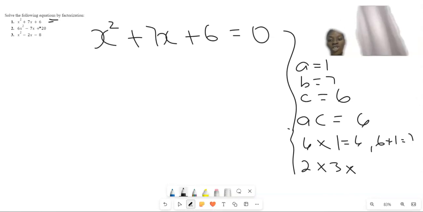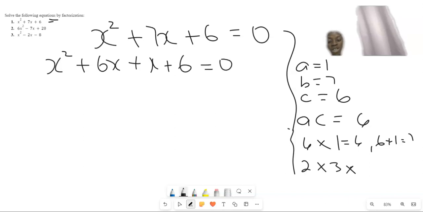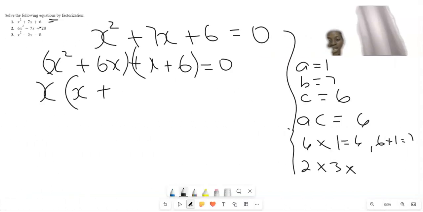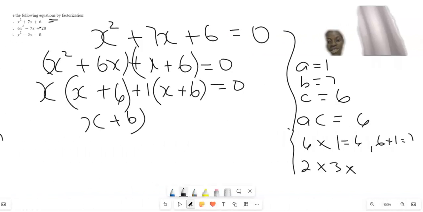So that is our two factors. So we write back the first term, then we replace the middle term with the two factors. So that's x squared plus 6x plus 1x plus 6 equals 0. Factorize by grouping. Common factor: x squared divided by x, 6x divided by x, that's 6. No visible common factor means the common factor is 1, because 1 is a factor of every number. So then we're going to have x plus 6 and x plus 1.